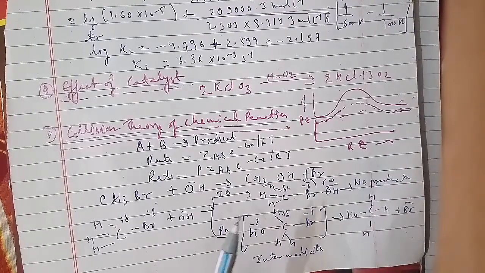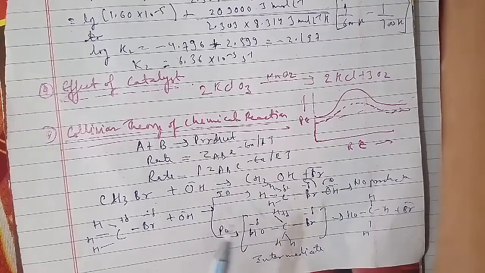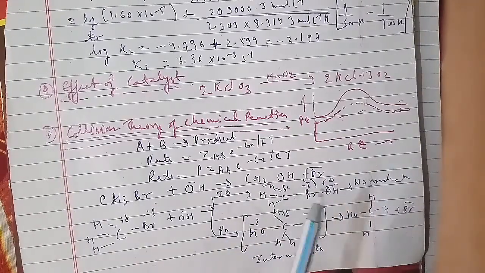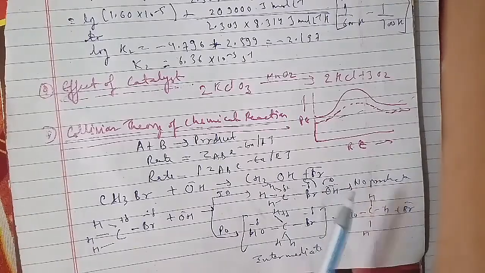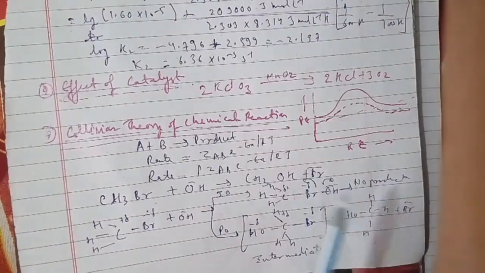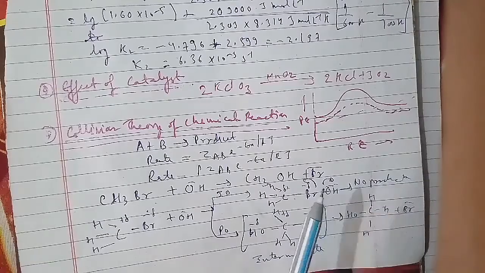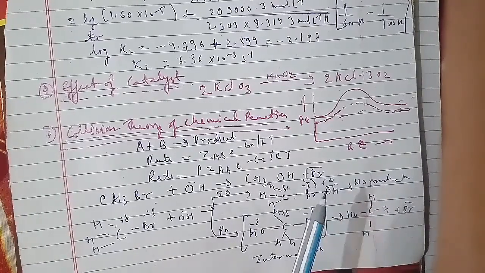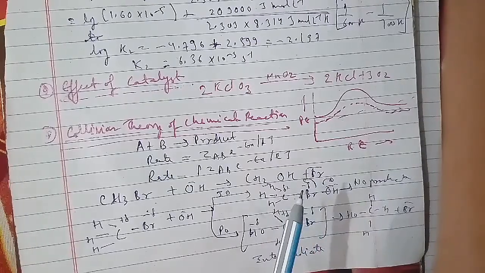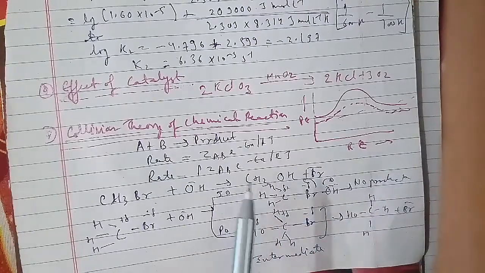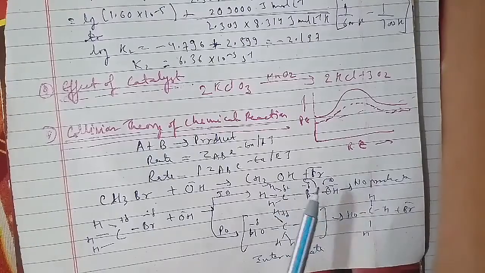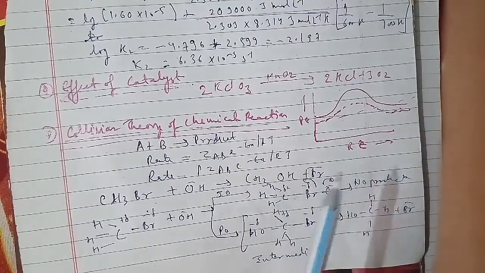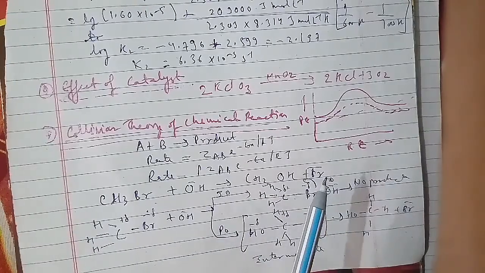Another important question here is about the rate constant for the decomposition of hydrocarbons, which is 2.418 into 10 to the power minus 5 second inverse at 546 Kelvin, and if the activation energy is 179.9 kJ mole inverse, what will be the value of the pre-exponential factor?